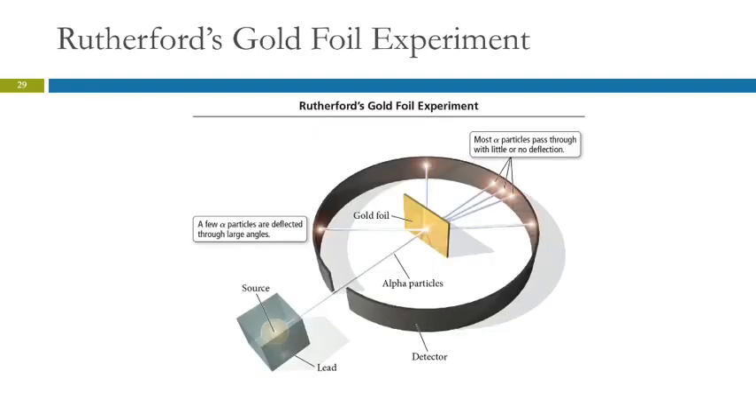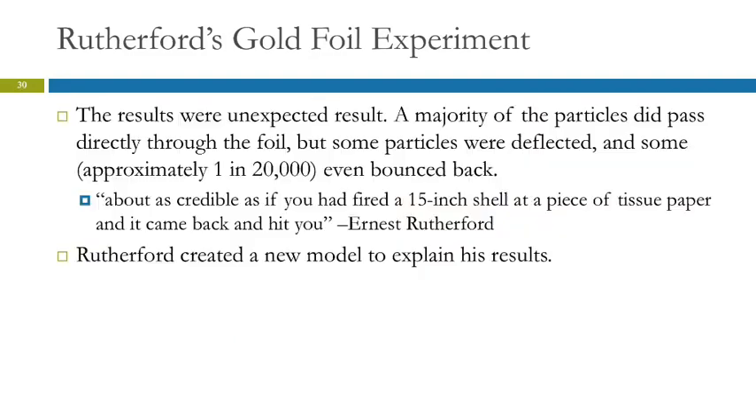So here's an illustration of the setup. Here's a source of alpha particles. So we've got this beam of alpha particles that we're shooting at this very thin piece of gold foil. What happened was most of the particles went through with very little deflection, if any, but some of them basically bounced back. This was shocking. This is not what they expected to happen.